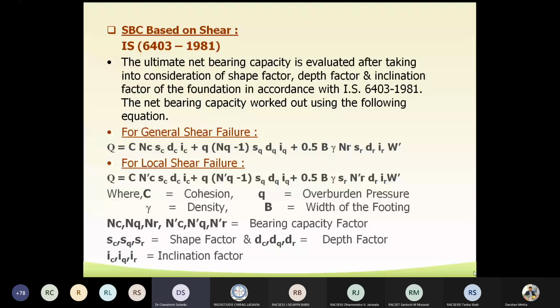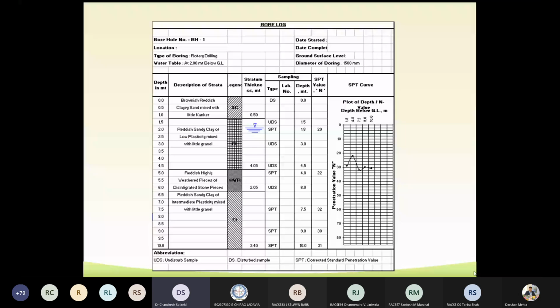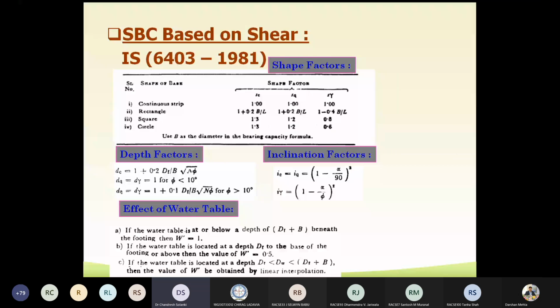Many of you may be familiar with these equations given in IS 6403, similar to Terzaghi's equation of bearing capacity. We also have the determination of the shape factor, depth factor, and inclination of load factors. The position of the water table effects also has to be considered in the bearing capacity equation.